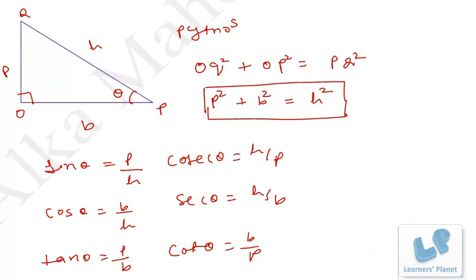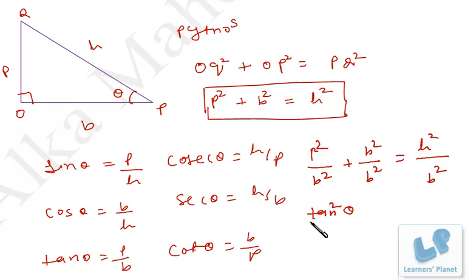Now in the previous case we divided the entire equation by P square. Now suppose I divide the entire equation by B square, right? So it's P square by B square plus B square by B square is equal to H square by B square. Now P square by B square, let's see what's that. It's tan theta, P by B, so P square by B square, that's P by B whole square, so that will be tan square theta. Be careful friends, it's tan square theta. We write it like this. We do not write it like this. This is really wrong. So write this like this, tan square theta.